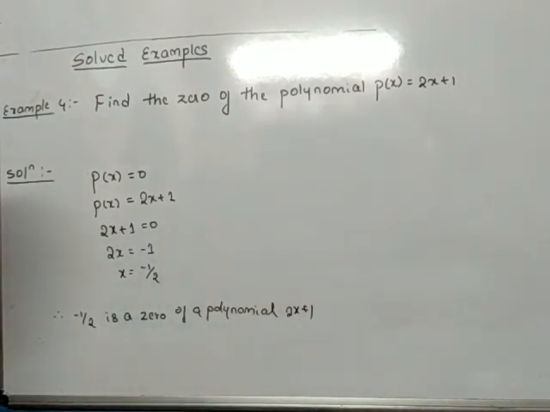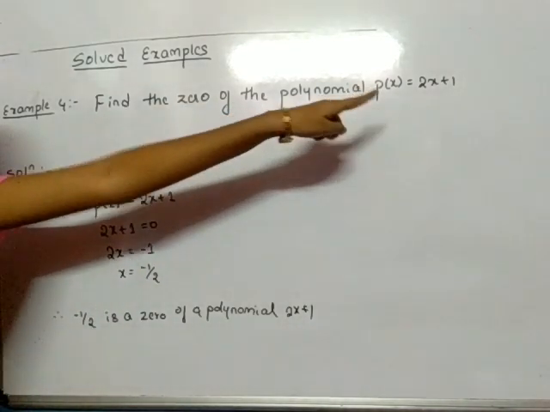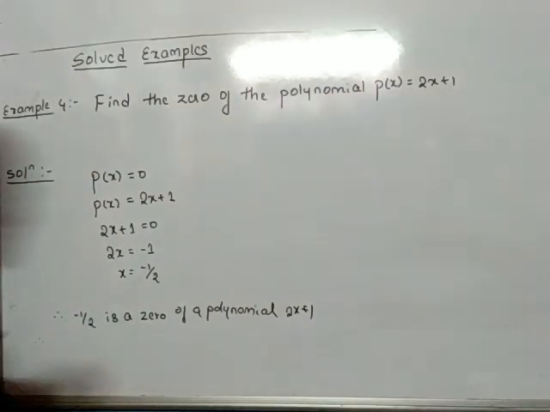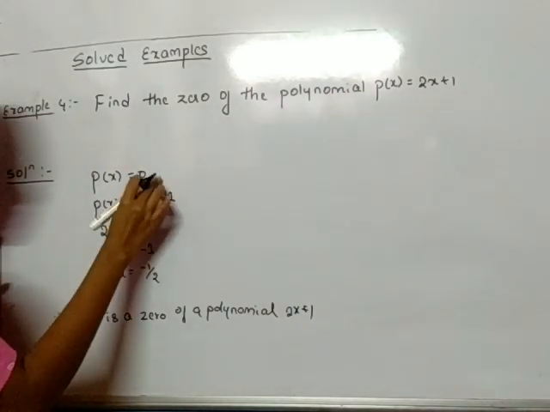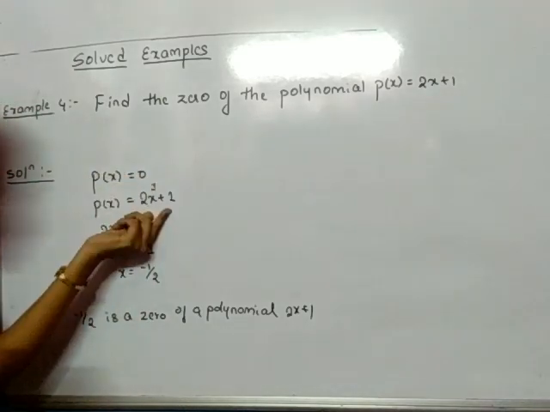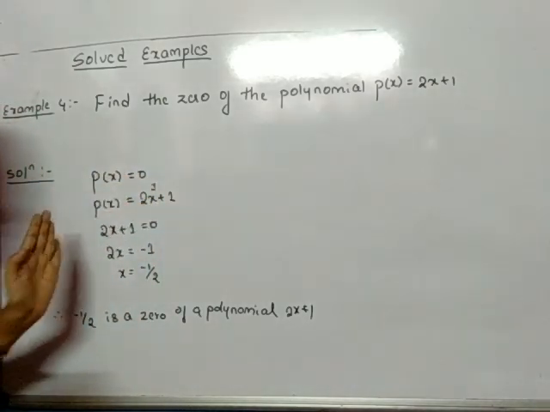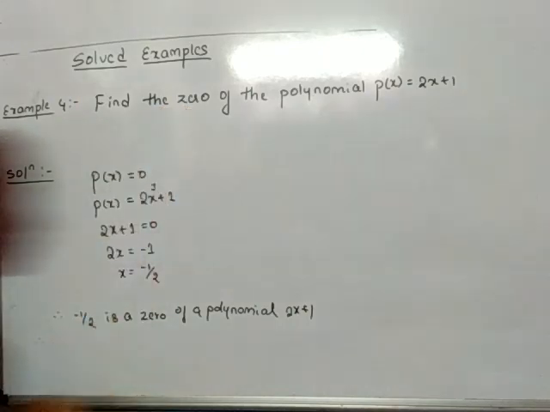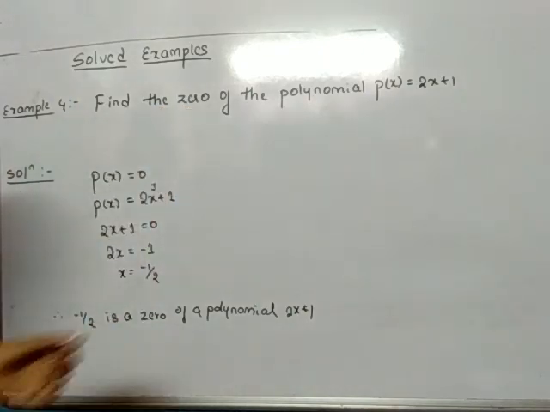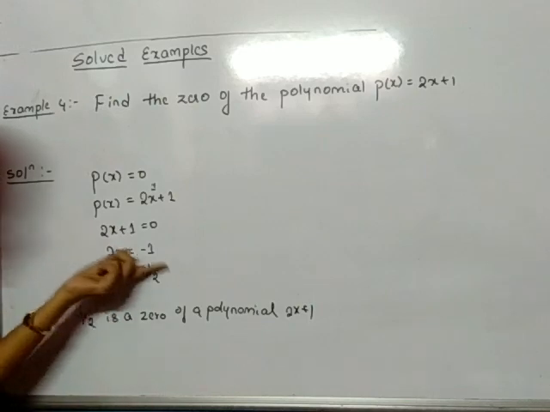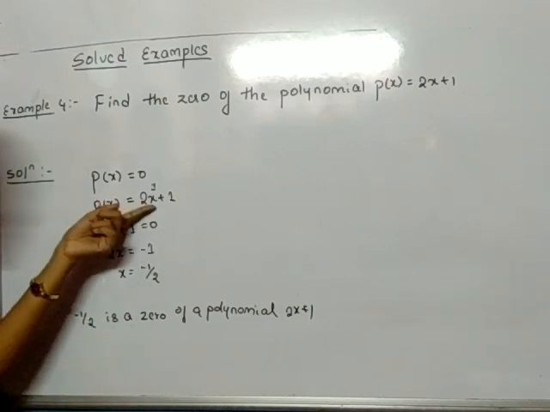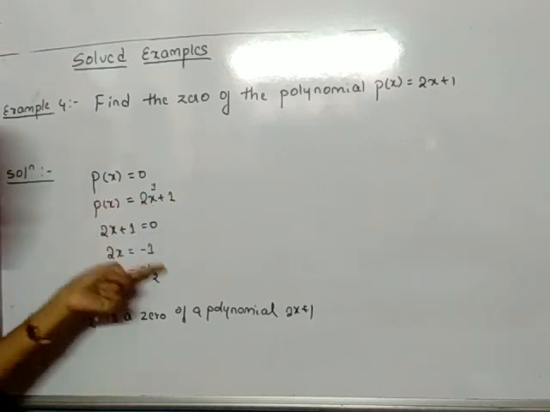And also you can observe, students, that the given polynomial is a linear polynomial, isn't it? You can see the power, the degree of the variable, it is 1, or no? Yes. So for a linear polynomial, the zero will be only one. It will be one root. We'll get only one value. For a linear polynomial, we'll always get one value.